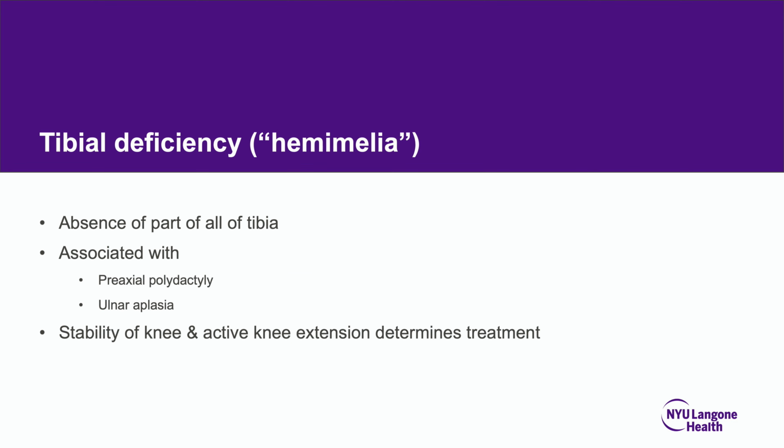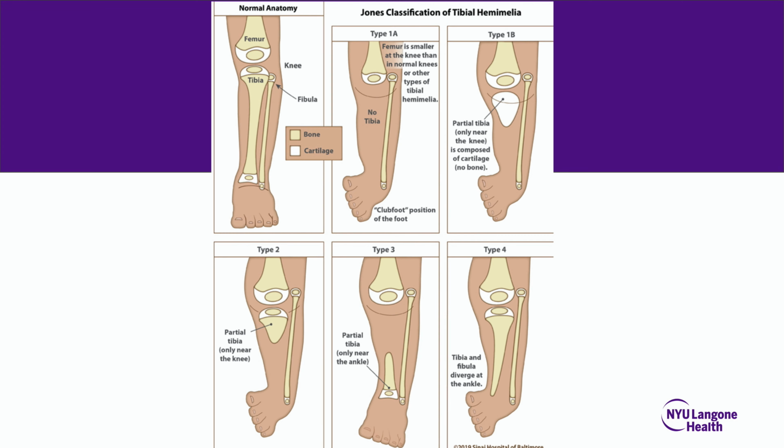Tibial deficiency, also previously known as tibial hemimelia, is an absence of part or all of the tibia. It's associated with preaxial polydactyly and also ulnar aplasia. And really the stability of the knee and active knee extension determines treatment. I put the classification in here just for completeness. You will probably never be asked about this.